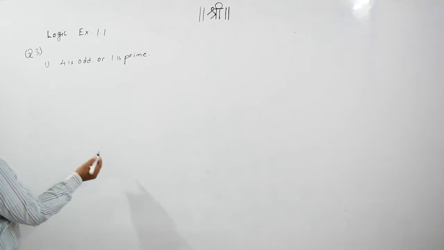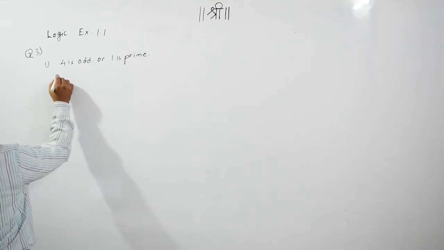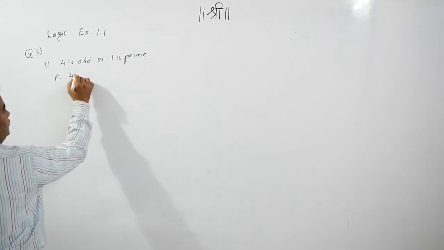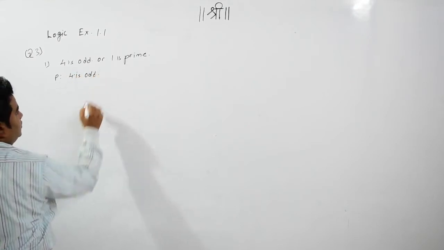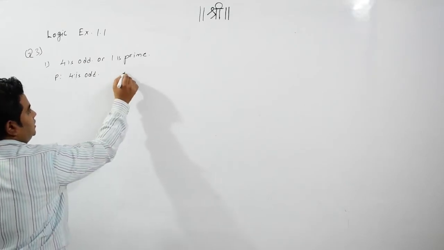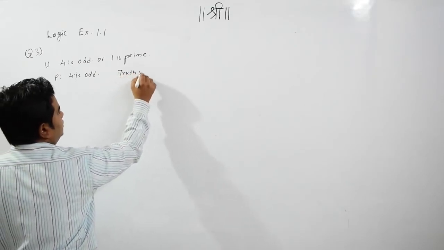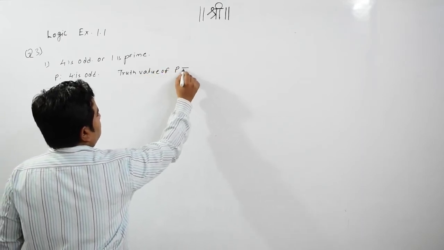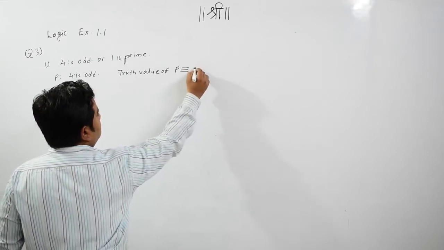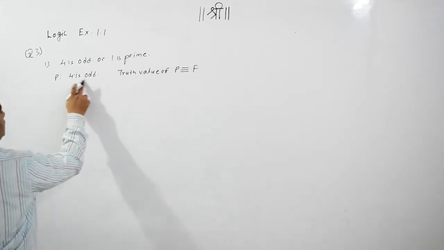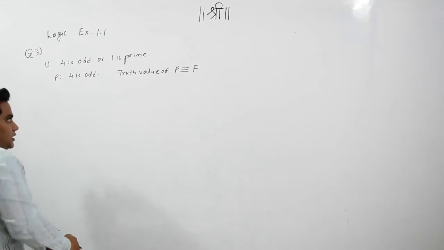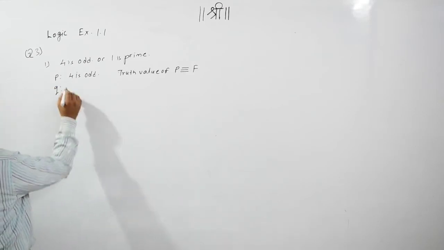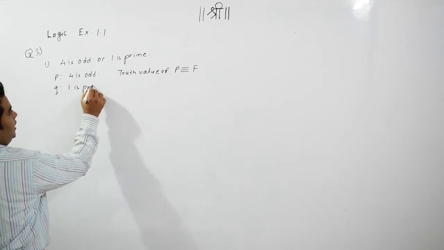So we need to first classify what is P and what is Q. P is 4 is odd. So the truth value of P is equivalent to what? False, because 4 is not an odd number. Most importantly, 4 is an even number.